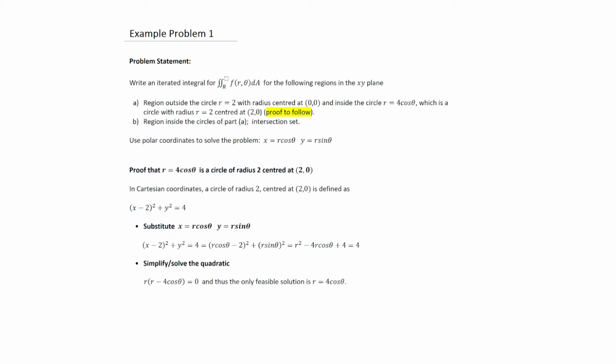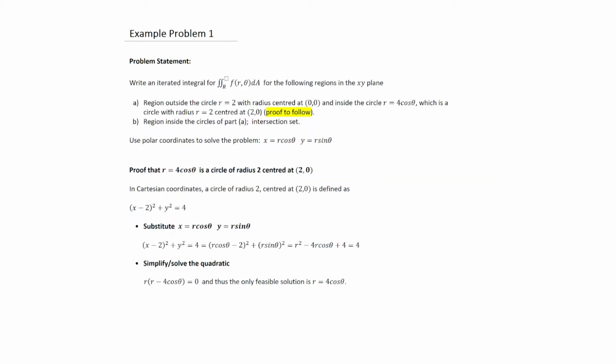All right, so example problem 1. The problem statement: write an iterated integral for a double integral over region R of f as a function of r and theta dA for the following regions in the xy plane. Part A of the problem is the region outside the circle r equals 2 with radius 2 centered at 0, 0, that is the origin, and also inside the circle r equals 4 cos theta, which is really a circle with radius 2 centered at 2, 0. And we'll prove that shortly.